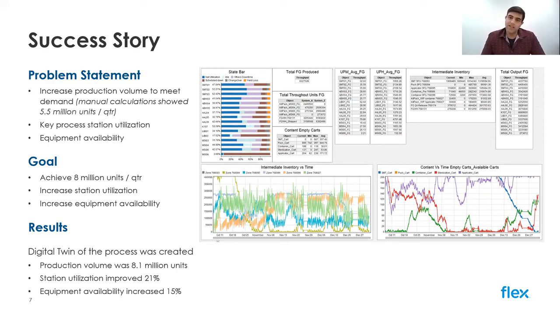We were able to then take that digital twin and go through a number of different optimization scenarios. We ran hundreds of thousands of what-if scenarios on that process to figure out the best way to achieve the goals and to satisfy the customer requirements in this specific project. As you can see, the goal was 8 million units per quarter, but the simulation was able to deliver 8.1 million units per quarter. It was able to increase the station utilization by 21%, and it increased the equipment availability by 15%.